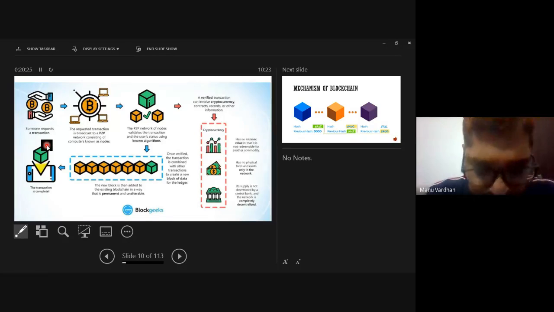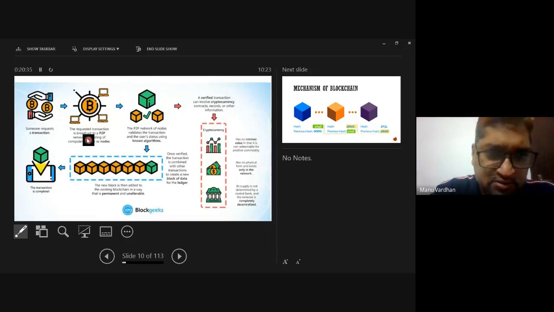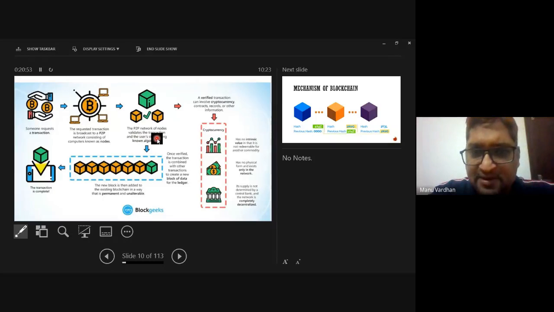Suppose two commodities are communicating with each other, and a transaction needs to be performed. The requested transaction is broadcast to a peer-to-peer network consisting of computers known as nodes. The peer-to-peer network of nodes validates the transaction and the user status using known algorithms, to check whether the transaction is being performed or not.